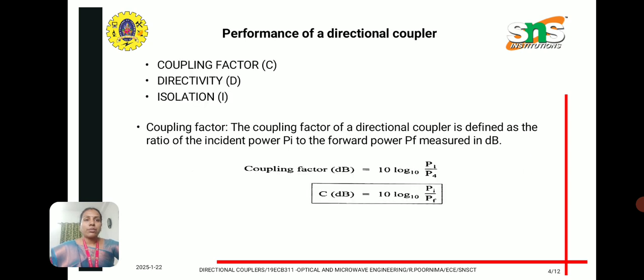Now the performance of directional couplers. The performance parameters are coupling factor, directivity and isolation. Coupling factor is the ratio of incident power to the forward power. It is measured in decibels. The formula is 10 log of P1 by P4, or 10 log of Pi by Pf, where Pi is the incident power and Pf is the forward power.